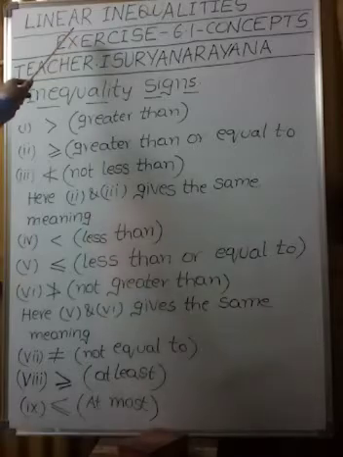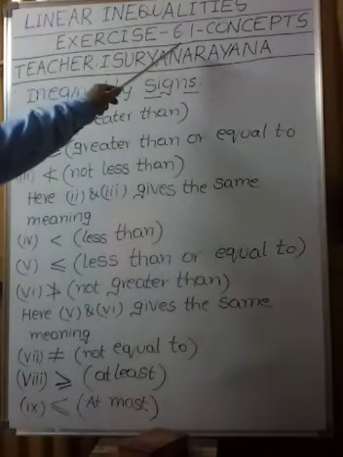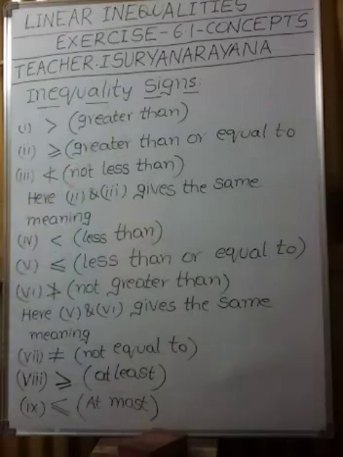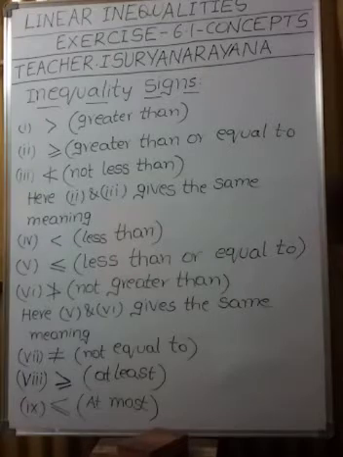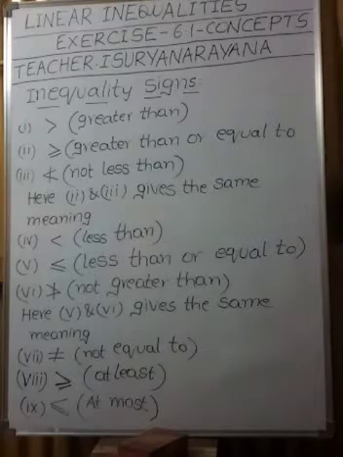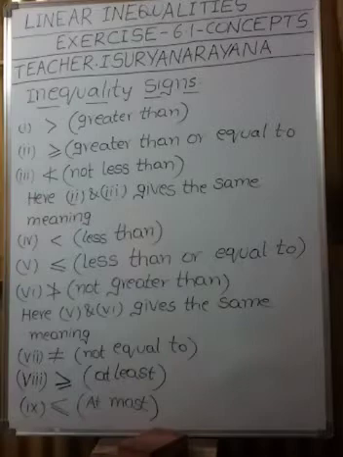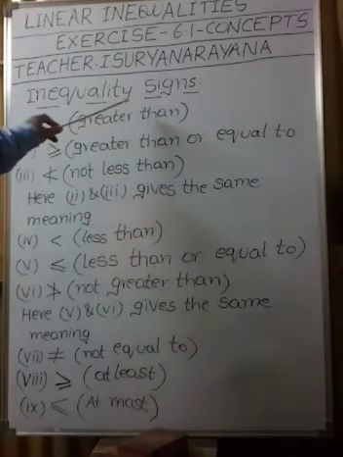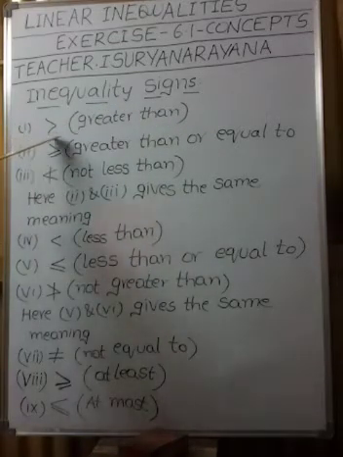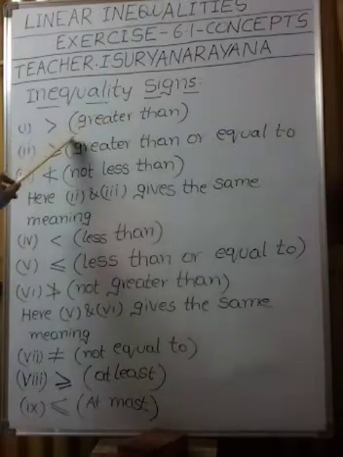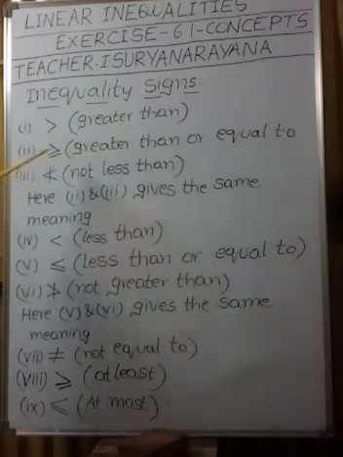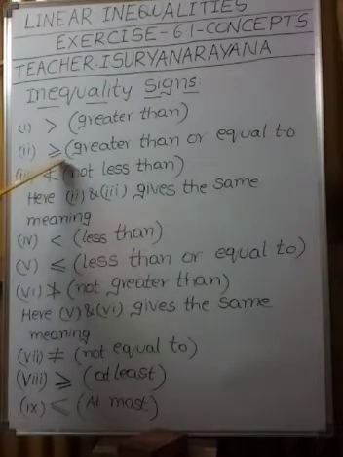In this chapter, exercise 6.1 concepts. We are discussing now exercise 6.1 concepts. Before going to start the concepts of exercise 6.1, let us know what are the inequality signs. These are the inequality signs. See this one, this is greater than. This sign denotes greater than. The second one, greater than or equal to.